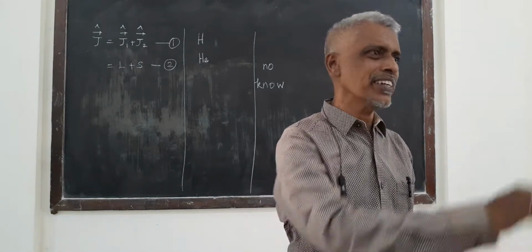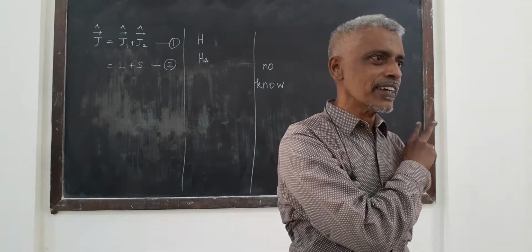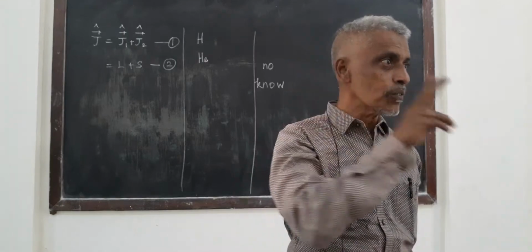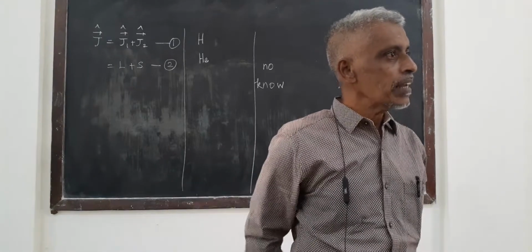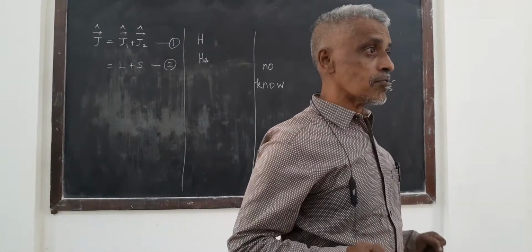Likewise it goes. We need not go for that. Now 2 electrons are here. Now our problem is also with 2. J is equal to J1 plus J2. We go back to that. So these things will be very strong.